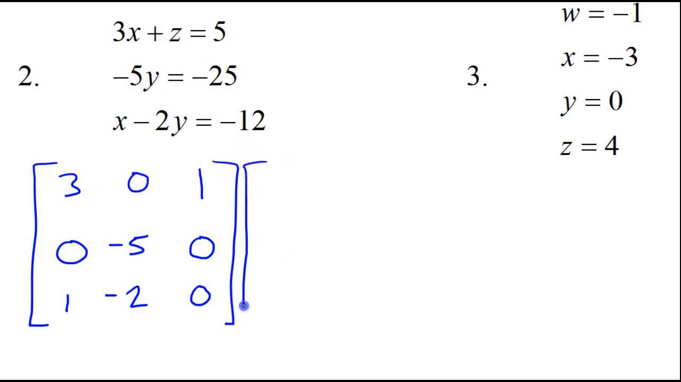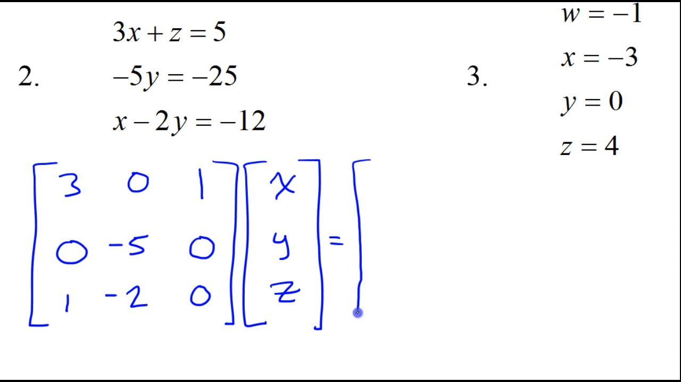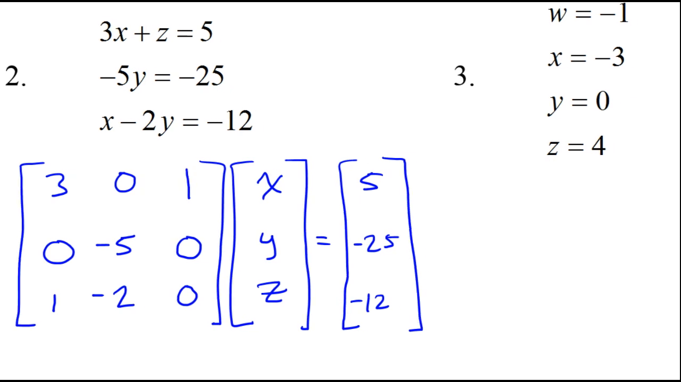Alright, my variable matrix is still going to be x, y, and z because we had all three of those variables, and that will still equal the answer matrix full of the constants 5, negative 25, and negative 12. So that's how you could write number 2 as a matrix equation.